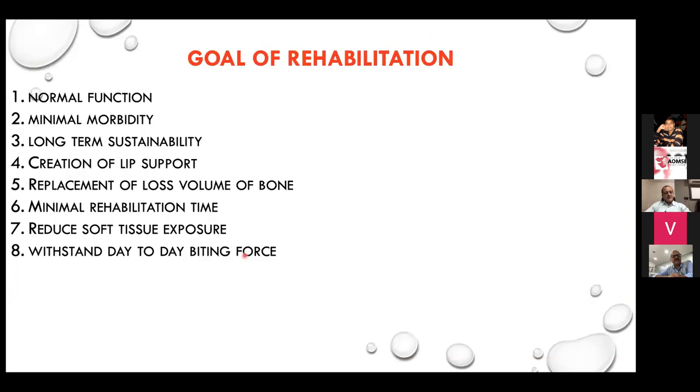So what is the rehabilitation? This is the rehabilitation goal for any mucormycosis: to establish normal function, to reduce the morbidity, to reduce the time. Then, most important, long-term sustainability; the implant should sustain for a long time. Then aesthetically, you should give an implant which can create lip support and replace the lost volume of the bone. Minimal rehabilitation time and reduced soft tissue exposure are important when you are planning for the PSI, and it should withstand day-to-day biting forces. So considering all this, you need to create an implant which can give stability with minimal morbidity and withstand the day-to-day biting force.